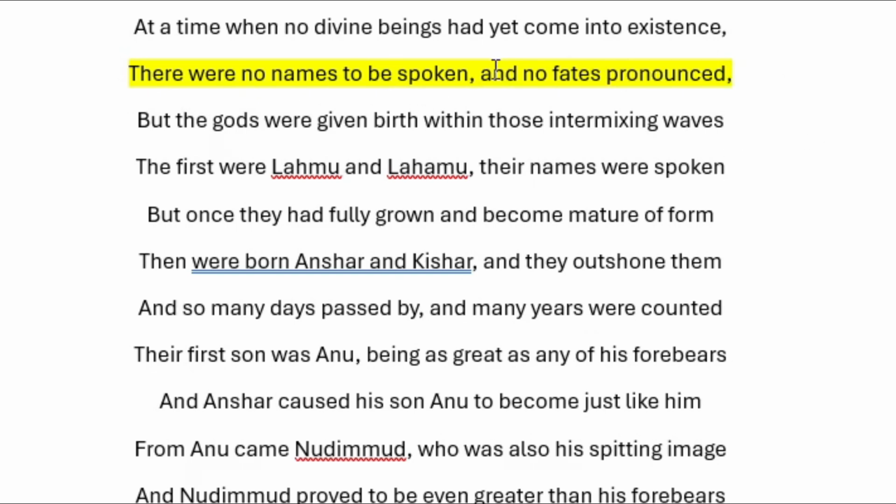No names to be spoken and no fates pronounced. What is a name to be spoken? I have made a decision. I hate this. And no fate pronounced. So there's no result. There's nothing. There's no cause and effect in place yet. This is too early on.